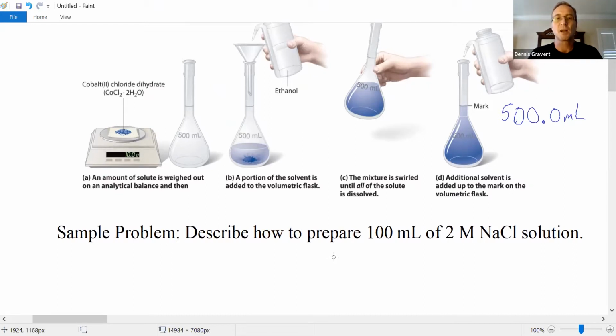So you might say, okay, describe how to prepare 100 milliliters. Well, here is a 500 milliliter flask. So you want to use a smaller flask that only holds 100 milliliters. And now the concentration is 2 molar, not of the cobalt, but of sodium chloride. But the procedure is the same, right? Go get some salt crystals, pour them on a balance till you get the right number of moles, put them in a volumetric flask, swirl it to dissolve with a little bit of water, and then add enough water to mark it off as close as you can to the 100 mL mark. That's how you prepare the solution.